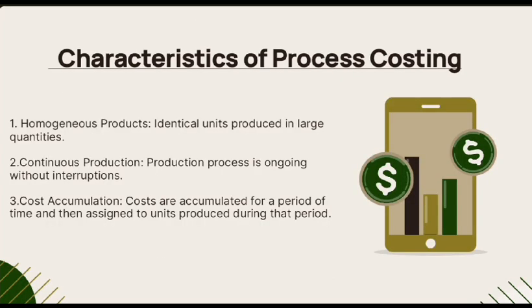Characteristics of process costing. Homogeneous products: identical units produced in large quantities. Continuous production: the production process is ongoing without interruptions. Cost accumulation: costs are accumulated for a period of time and then assigned to units produced during that period.